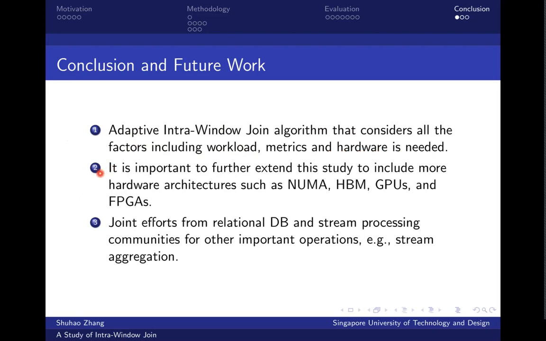Another direction to consider is to further extend this study to include more hardware architectures, such as the NUMA architecture, high bandwidth memory, GPUs, FPGA, and so on. Finally, our successful attempt in bringing the relational join algorithms to joining over data streams indicates the great potential of joint effort from different communities to better support data-intensive stream applications. This is a very general problem with lots of potential.